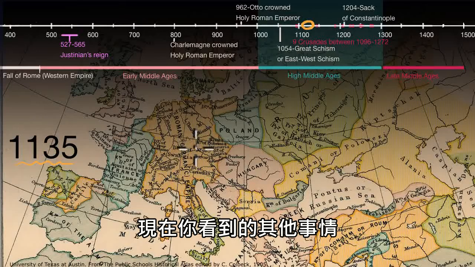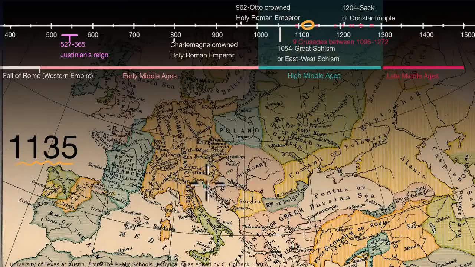Now, the other things that you see, and we saw it on the last map, is that the Byzantine Empire is continuing to lose territory. And you can see the Muslim empires, in this case it's the Seljuk Turks, are able to take even more territory.